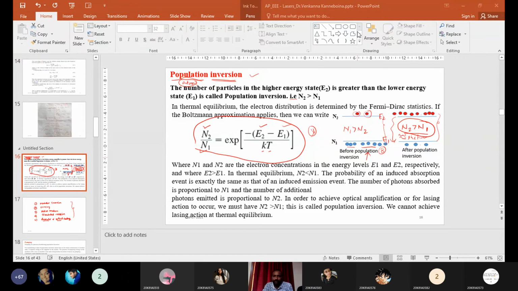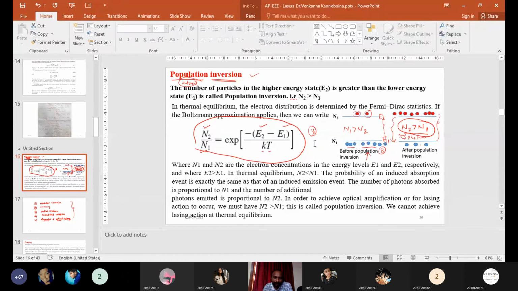Yes, sir. So to generate the photons, we are creating the population inversion. When atoms go from the ground state to the excited state, there is no emission of photons. Only when atoms come from the excited state to the ground state are we getting photons. For that only we are creating the population inversion. This is one important step.